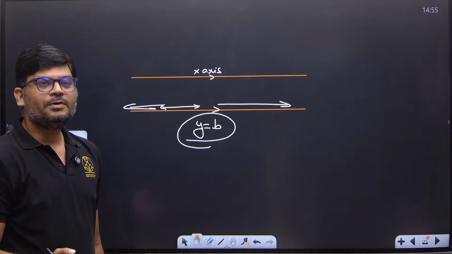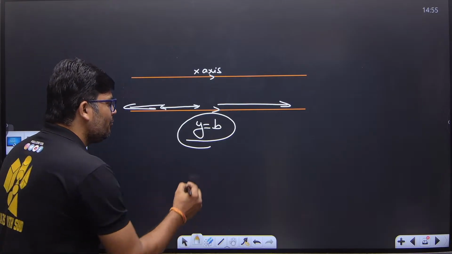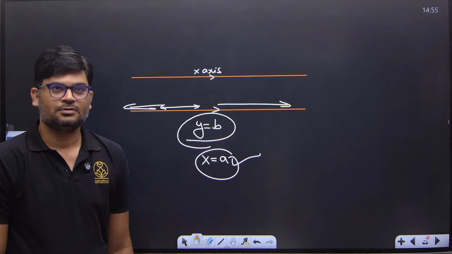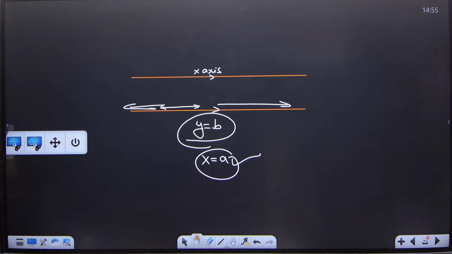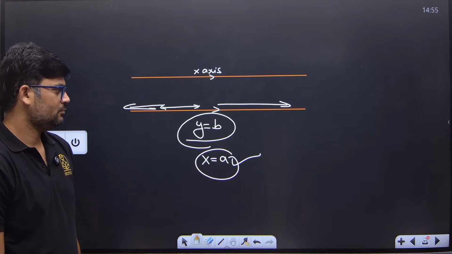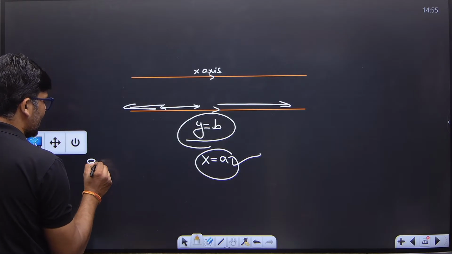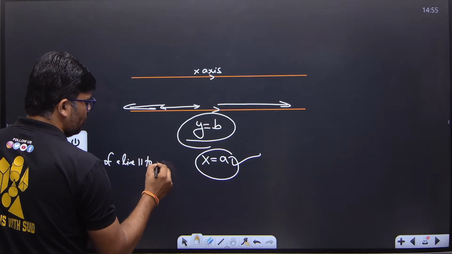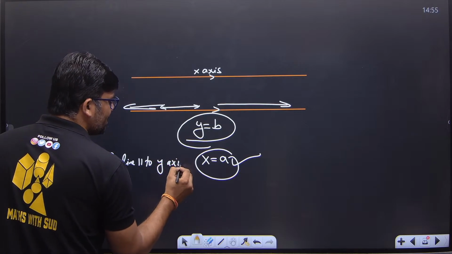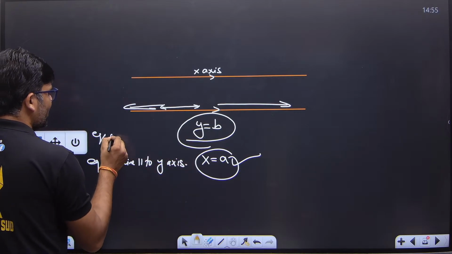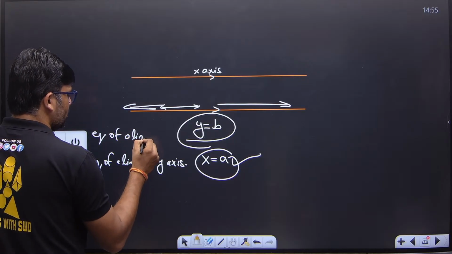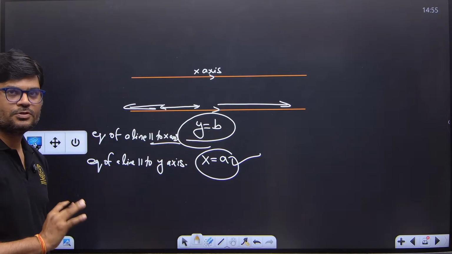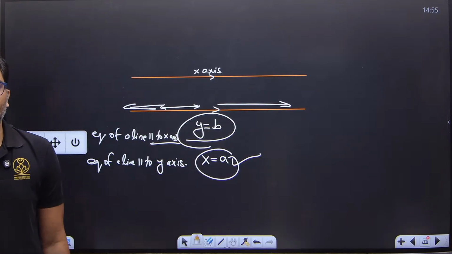And what will be the equation of a line parallel to y-axis? It will be x equal to a. In that case, you will fix x. Understood? So this is the equation of a line parallel to y-axis. For y-axis, it is x equal to a, and for x-axis, it is y is equal to b. Just the opposite. Parallel to y-axis would be x equal to a.